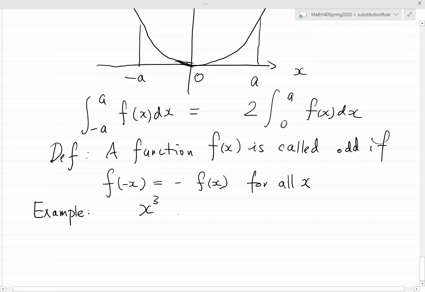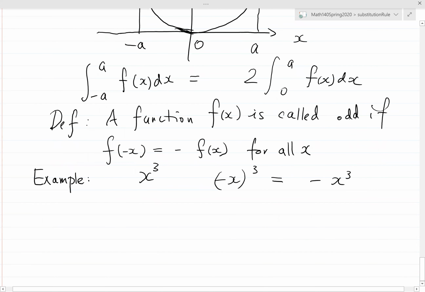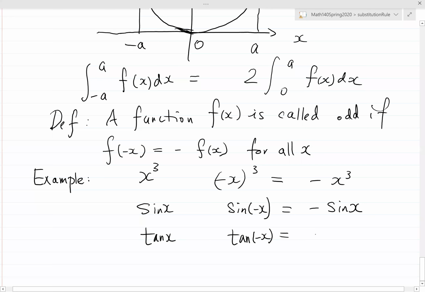X cubed is odd because if you plug in negative x and take the cube, negative 1 to the power 3 gives you negative 1. So this is negative x cubed, the negative of the original value. For sine x, if you plug in negative x, you get sine of negative x. Now sine is odd, so you can factor out the negative, and you get negative sine x. For instance, tangent x is again odd. Tangent of negative x gives you negative tangent x.